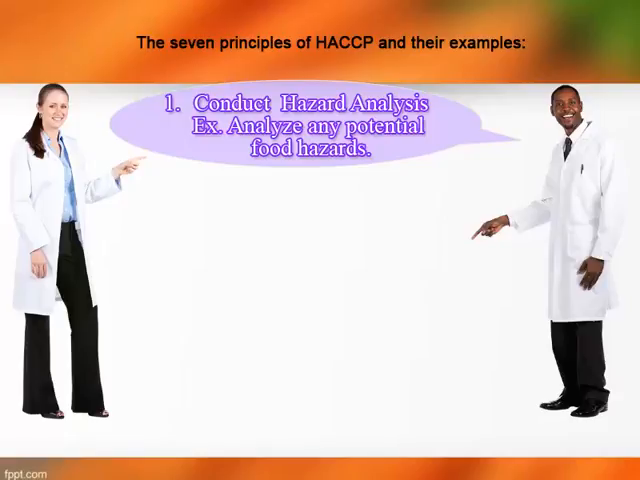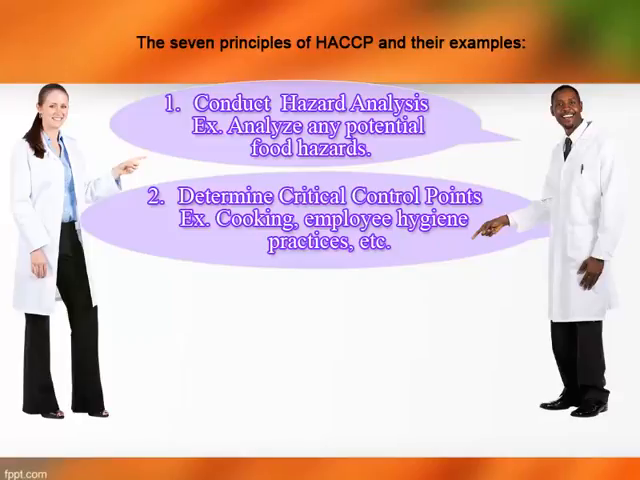What did they do next? They try to find various ways to prevent the probable cause for my illness. Right. In terms of HACCP, they tried to determine the critical control points to prevent, eliminate, or reduce the probable cause for your illness. The second principle is to determine critical control points. Each food may have more than one critical control point based on its processing.